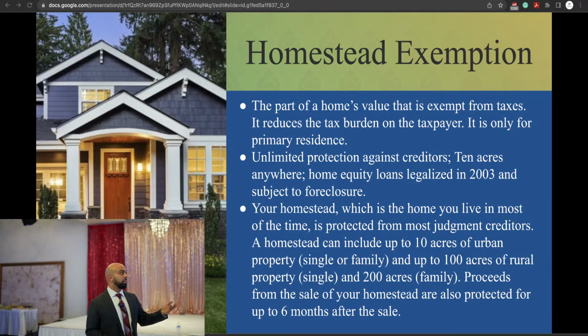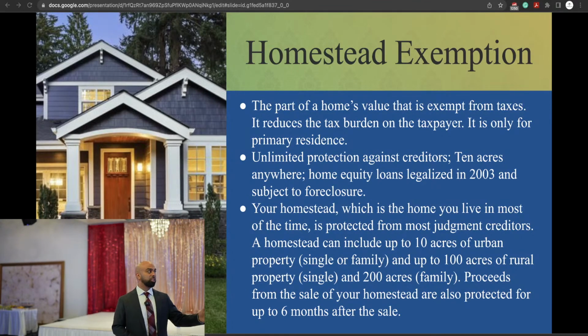A homestead can include up to 10 acres of urban property, up to 100 acres of rural property, and 200 acres of family property. That gives you quite a bit of protection. That's a lot of land. I don't know about you, but I would take advantage of that if I had enough land and money to pay. So that's definitely worth it.